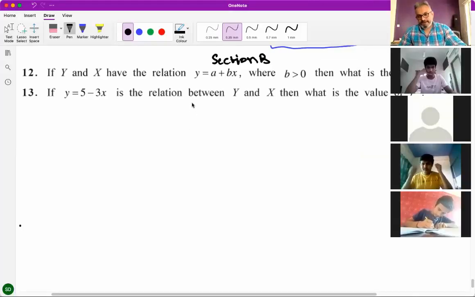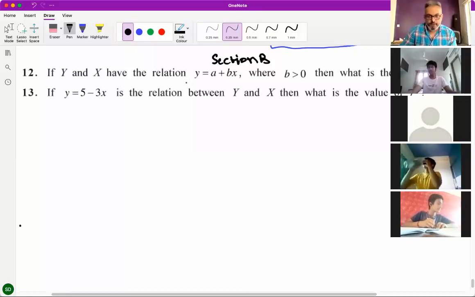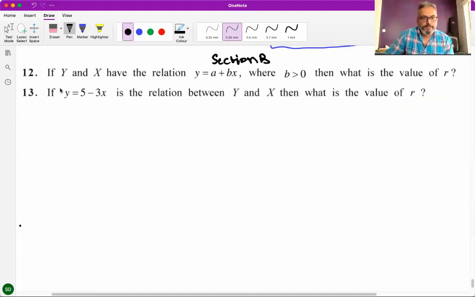Now we will be seeing typical short sums. So come to section B, page number 151, question number 12 and question number 13. Now please pay attention here, it is a little tricky and connected to a theoretical concept.